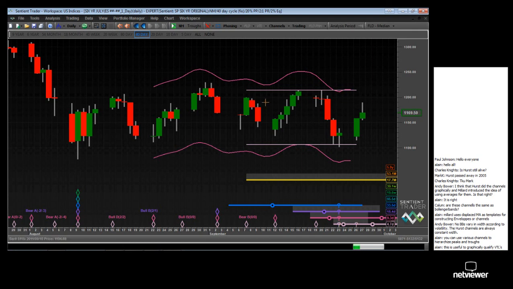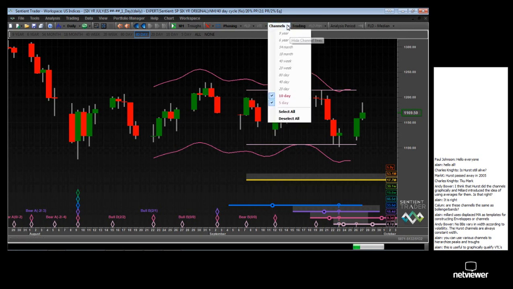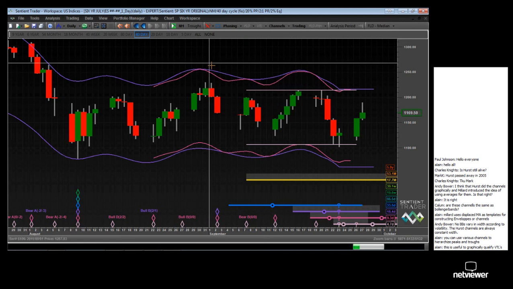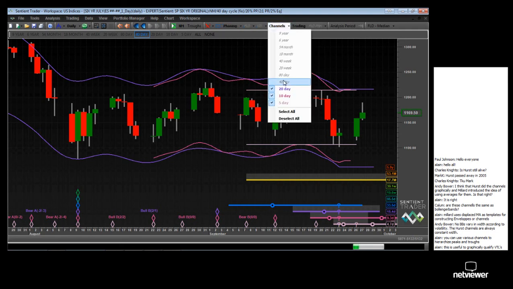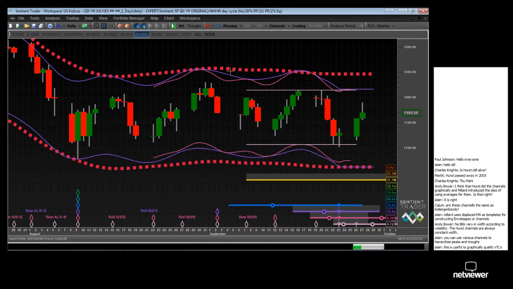Now, the next thing that we do is that we build a 10-day price channel, and we calculate that on the basis of including the 5-day channel price. Sentient Trader only plots the most recent channel, the most recent cycle of a particular channel. There are various reasons for it doing that, which I won't bore you with. But as we add more and more channels, you can see how each channel includes the price movement of the shorter channels.